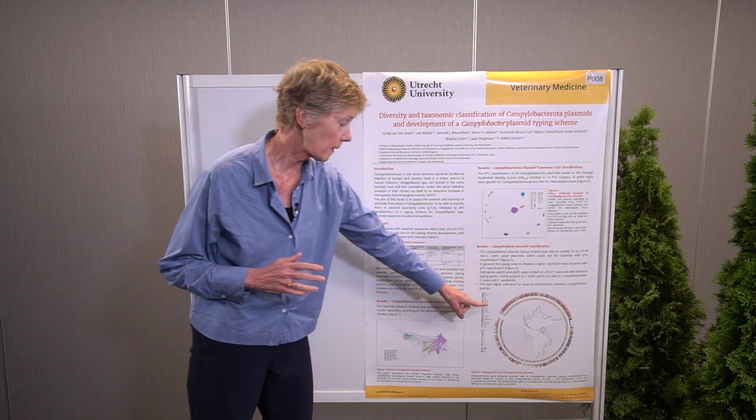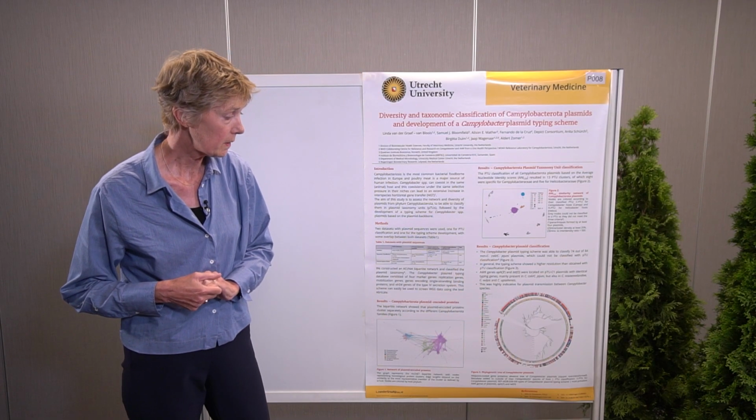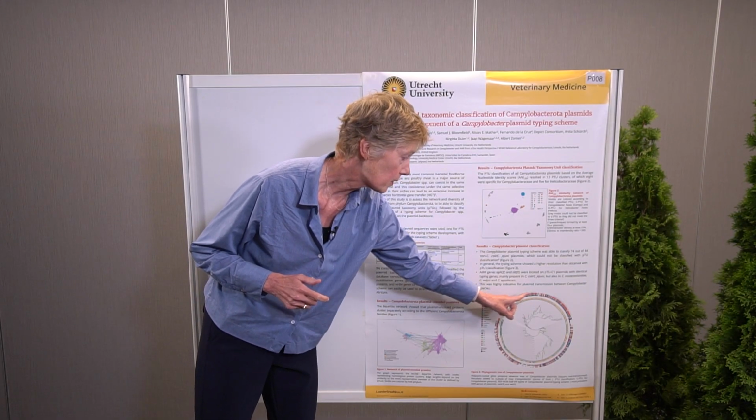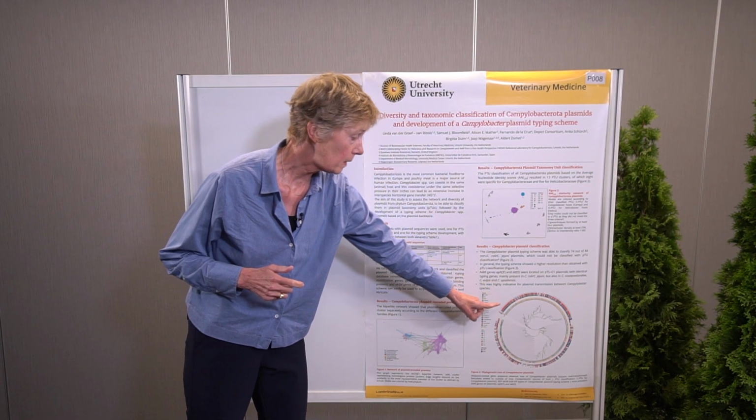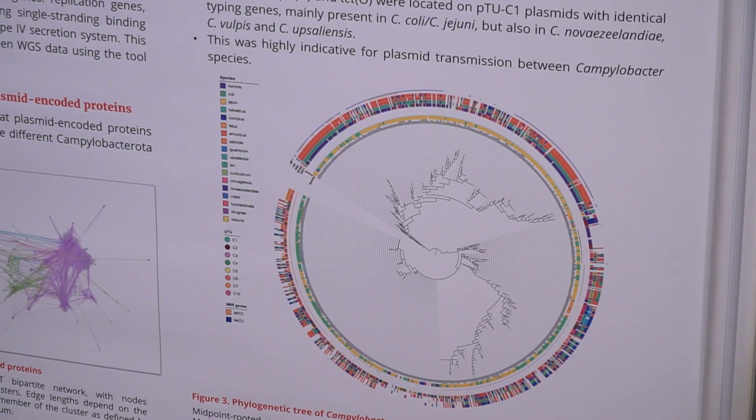This plasmid is carrying the resistance genes, tet(O) for tetracycline resistance and aphA3 encoding aminoglycoside resistance. So this is clearly an indication of a similar plasmid that is present in jejuni and coli, but you can also see that it's present in other Campylobacter species, in novaezealandiae, in vulpis and in upsaliensis. So a clear indication for horizontal gene transfer of AMR genes between Campylobacter species.